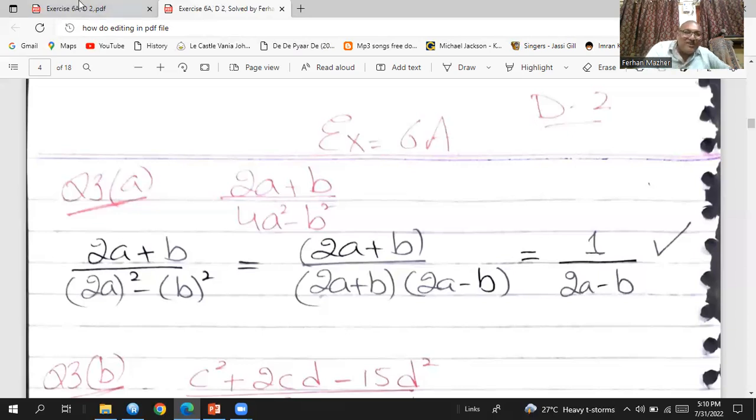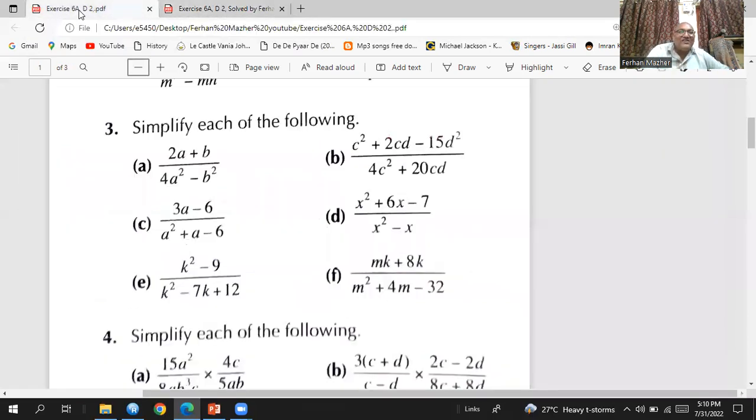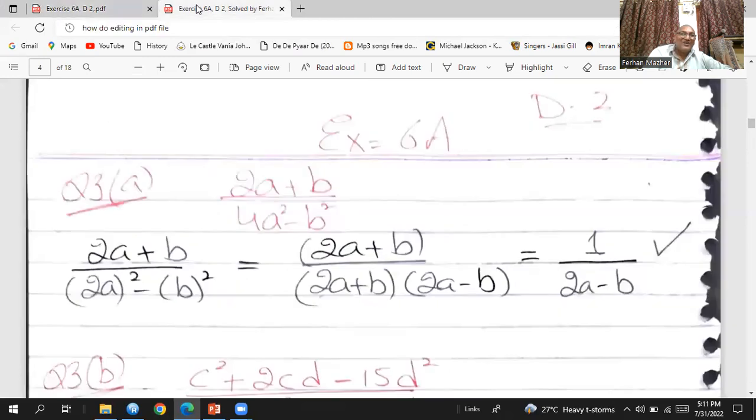Okay. So my dear students, we are going to the next question. The next question is question number 3, and it's B part. Here we have c square plus 3cd plus 2cd minus 15d square in the numerator, and in the denominator you have 4c square plus 20cd. So we will factorize in the numerator. We will also factorize the denominator, and we will see if something can be cancelled or not.